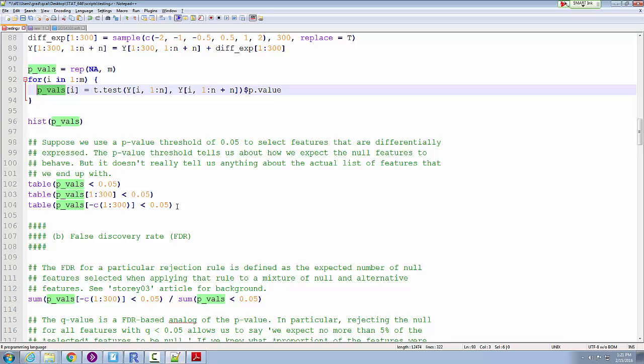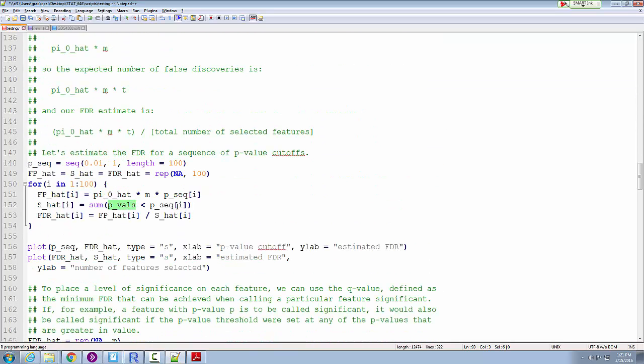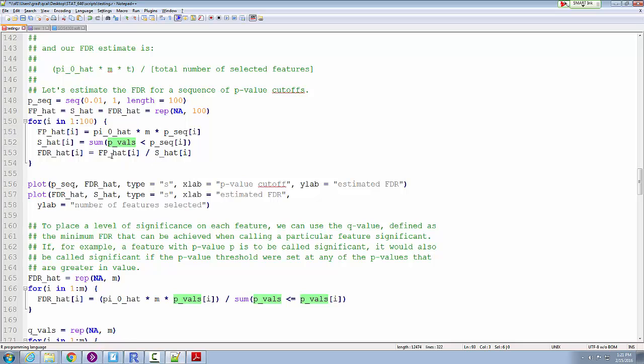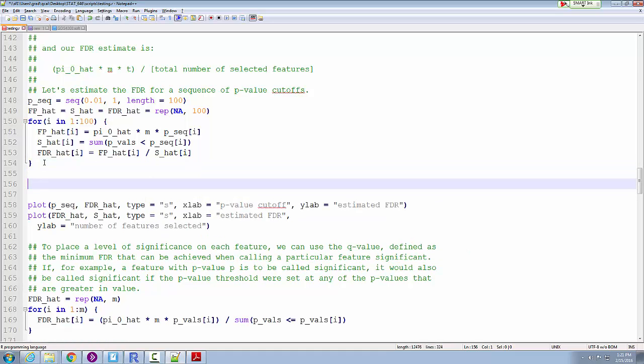So let's do it and compare to our FDR estimates. Here we already computed FDR hat. We estimated the FDR. Let's also do FDR hat from p.adjust. P.adjust, I pass in my p-vals. I say method equals FDR.